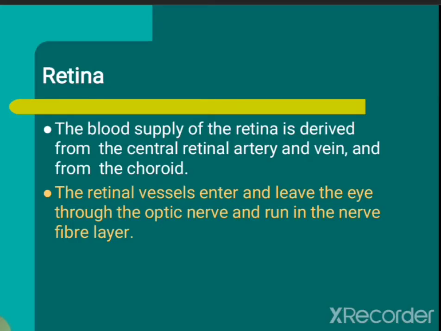The retina is supplied by different branches of the central retinal artery and vein, and also from the choroid. The retinal vessels enter and leave the eye through the optic nerve, where they run in the nerve fiber layer.